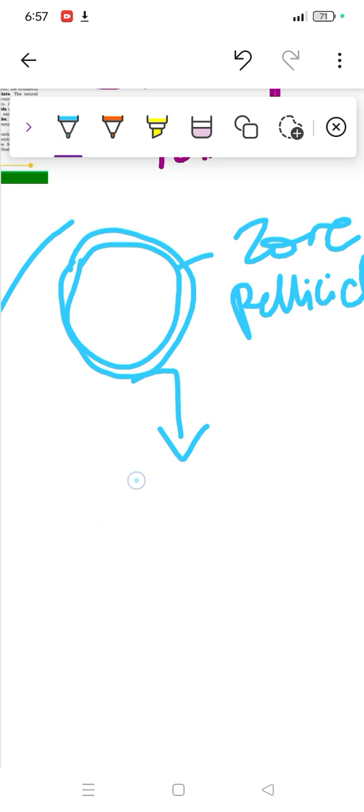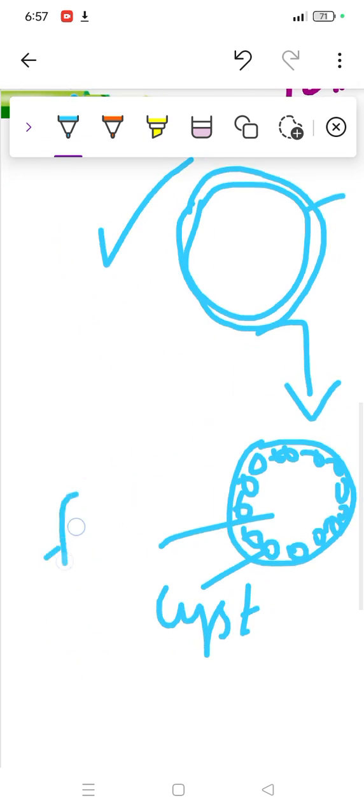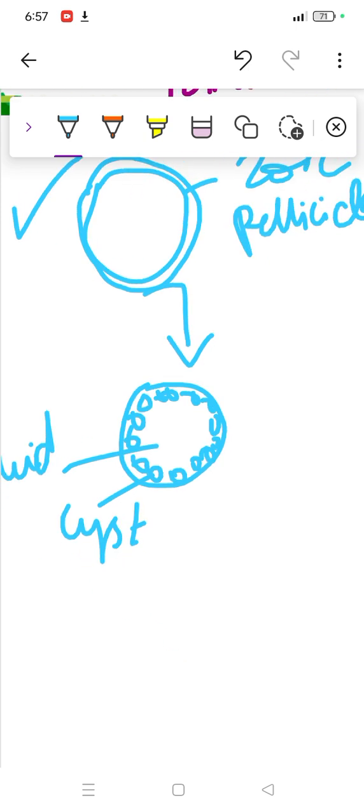So here comes the structure. What would that be? All the cells will come near the edges, near the border. When they come over the border, every single part is called a cyst. Inside we have fluid, and you'll see the zona pellucida is ruptured, so blastocyst hatching will occur. So, blastocyst hatching.